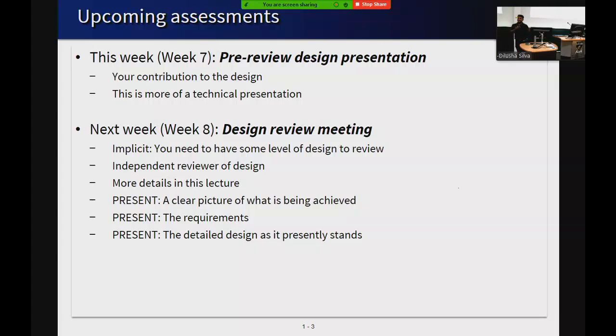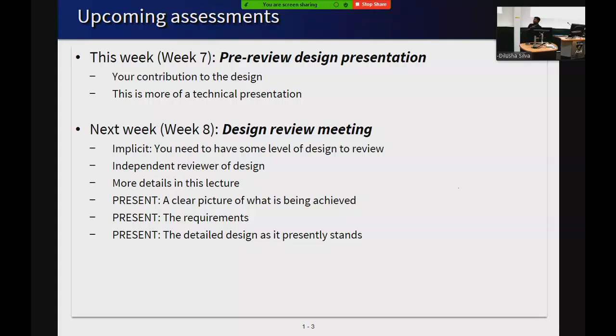The point of the design review meeting is not to catch you out and say, hey, you did a bad design. The point of a design review meeting is to catch the mistakes before they propagate too far and give you a bad design and a bad product. Right? So I'll be presenting more stuff about that in this lecture.